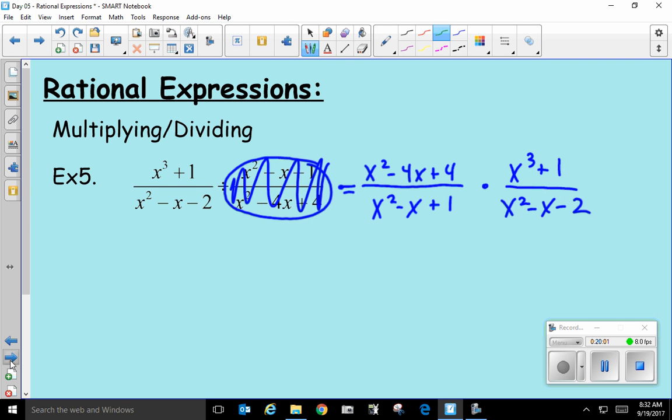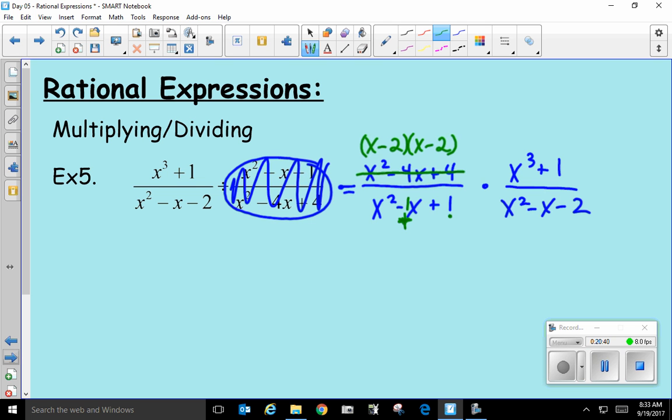Can I factor the top left? Is there anything that multiplies to 4 that adds to negative 4? Yes. X minus 2 times x minus 2. Very good. Can I factor the bottom left? Is there anything that multiplies to 1 that adds to negative 1? There isn't. What about the bottom right?